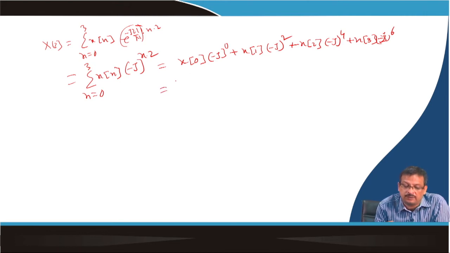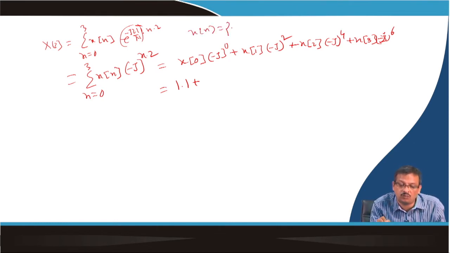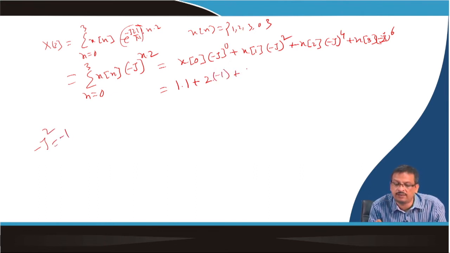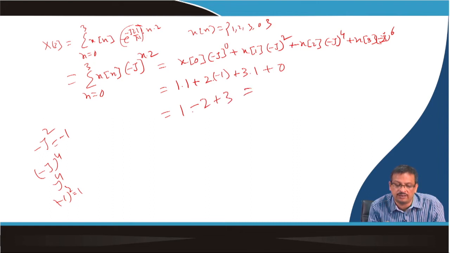So this is nothing but 1 into 1, plus, my x of n is 1, 2, 3 and 0. So 2 into minus j square. So minus j whole square means minus 1. So minus 1 plus x of 2, which is 3, into minus j to the power 4. Minus j to the power 4 is minus 1 whole square, equal to 1. So 3 into 1, plus 0. So I can say 1 minus 2 plus 3, which is nothing but 2.